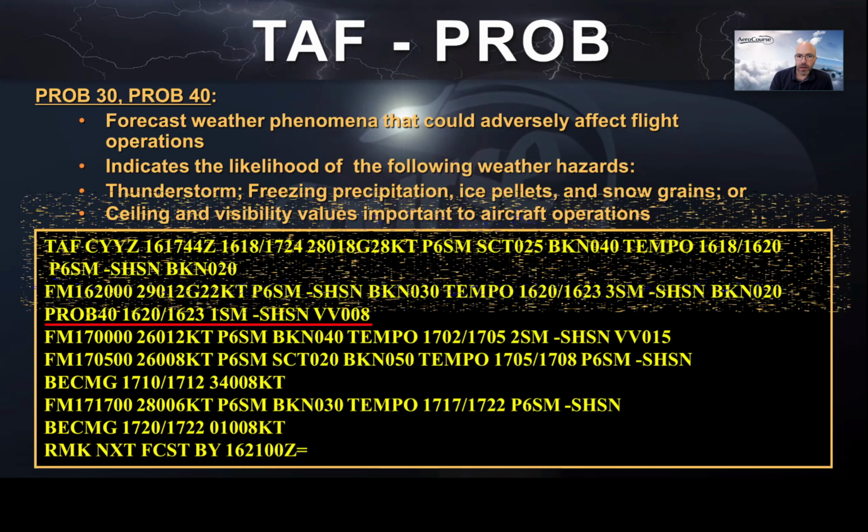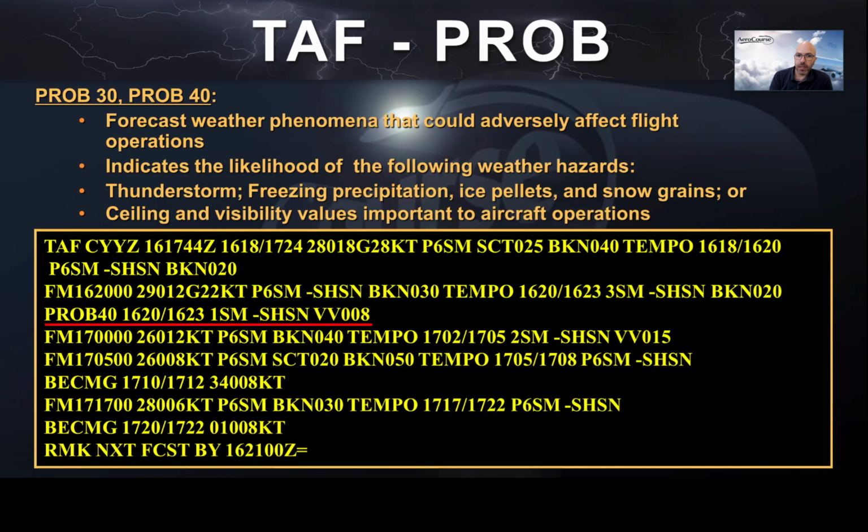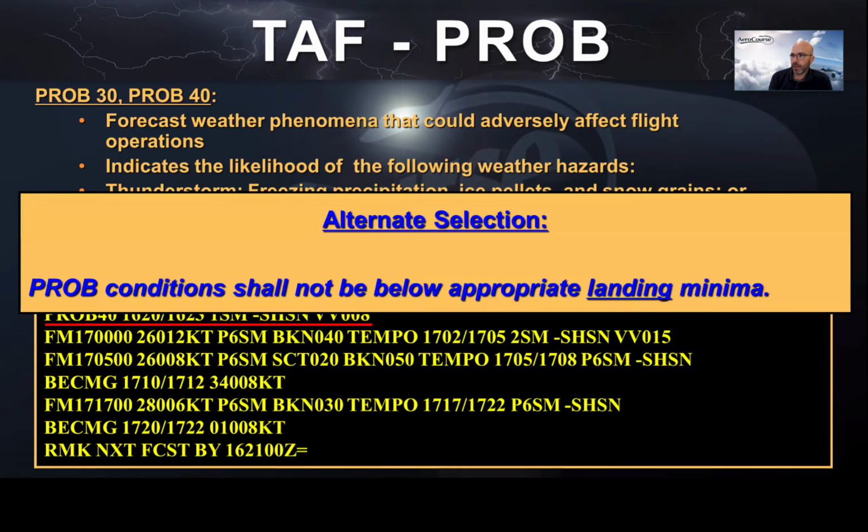Prob 30 and Prob 40 are the percent chances of hazardous weather occurring. So it's not going to be Prob 30 of clear skies. It would be Prob 30 of something like thunderstorms or hail or whatever. With the probs, it's a little bit different. When you use alternate selections, it's not below your alternate minimums, it's below the landing minimums. This is the one that's different for alternate selection, if you forgot.